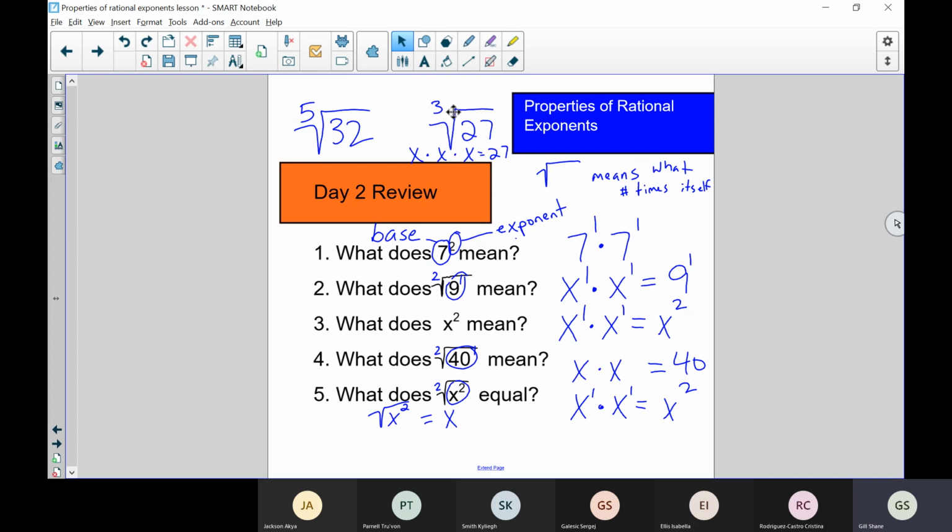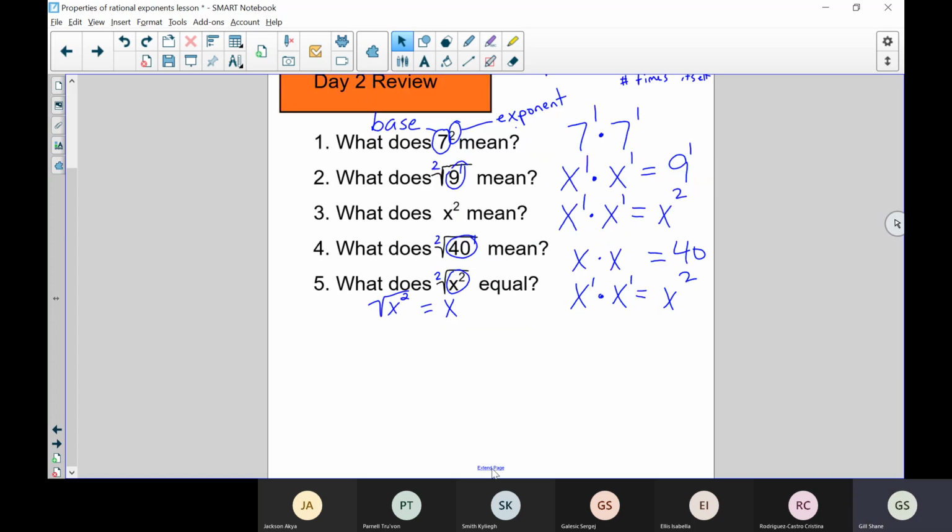Again, this little symbol right here, this radical, it always means, if you guys didn't write this face-to-face, so Joey, there you go. If you guys didn't write this, write it. The radical symbol itself. I'm going to write it down here. Hopefully it will write. This symbol means what number times itself. So basically what base. It's the base number that you're looking for.